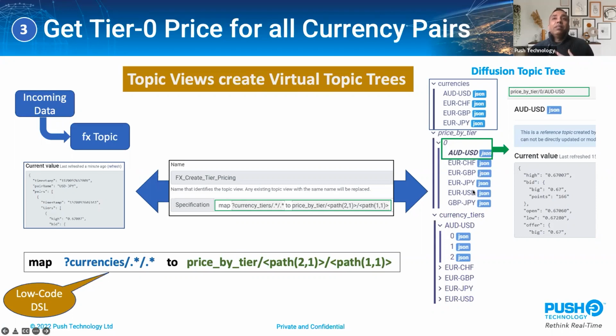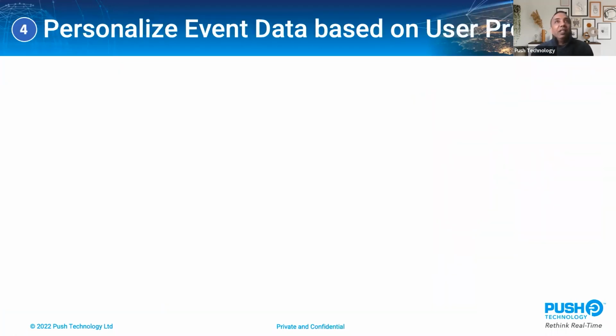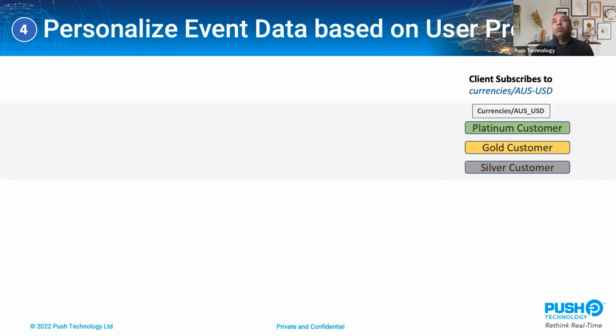Now imagine you don't want to expose the concept of tier 0, tier 1, or tier 2. What if a client subscribes and you want to distribute a tier 0, tier 1, or tier 2 price based on their profile, whether they're a free or a paid customer? That's where personalization comes into the picture. So with personalization, let's take a client that subscribes to currencies like Australian dollar to US dollar, and a platinum customer needs to get tier 0 price, and you decide that gold customers get tier 1 and silver customers get tier 2 price. And they should be oblivious to the tier 0, 1, 2 pricing.